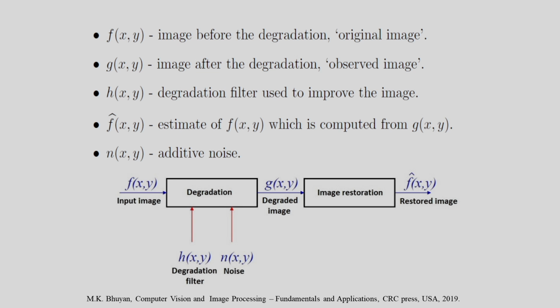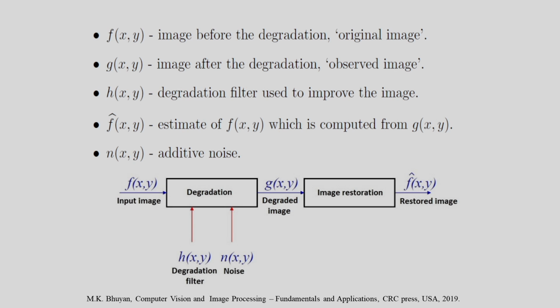So the definitions are like this: f(x,y) is the input before the degradation, that is the original image. What is g(x,y)? The image after the degradation, that is the observed image. h(x,y) is the degradation filter used to improve the image, and I am considering the approximate f(x,y), that is the estimate of f(x,y) which is computed from g(x,y). So I can do the estimation of f(x,y), and n(x,y) is the additive noise.